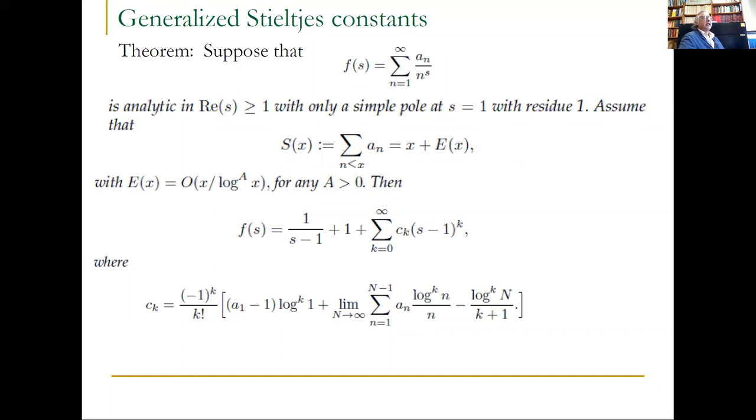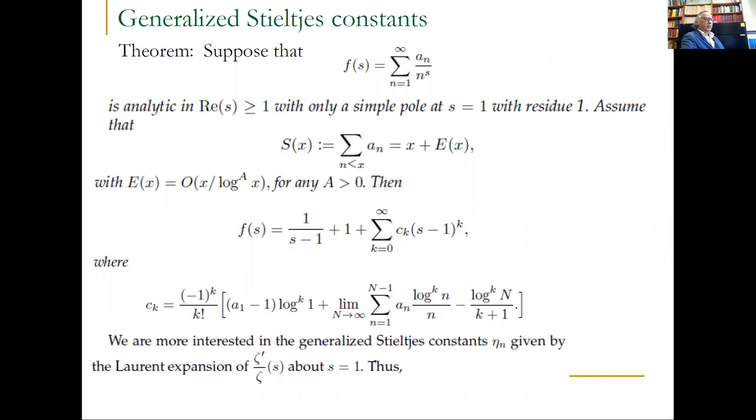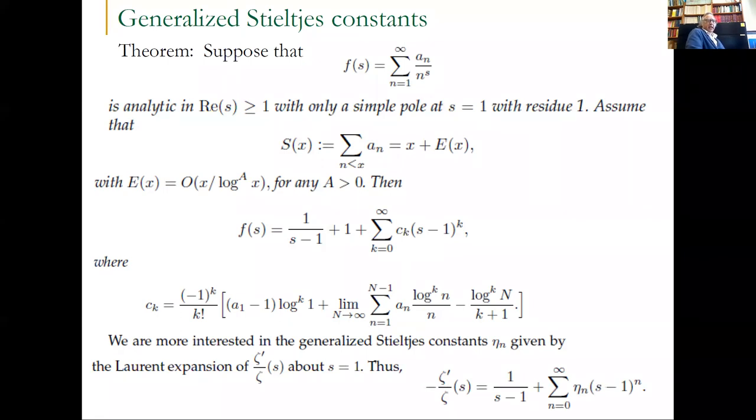I say this because we would like to apply it to zeta prime over zeta. And in the Bombieri-Lagarias paper, they derive similar formulas using Weil's explicit formula. There's really no need for that here. So we're more interested in the generalized Stieltjes constants eta_n, given by the Laurent expansion of zeta prime of s over zeta of s at s equals 1. Thus, you have these coefficients of minus zeta prime over zeta being the Stieltjes constants, eta_n.